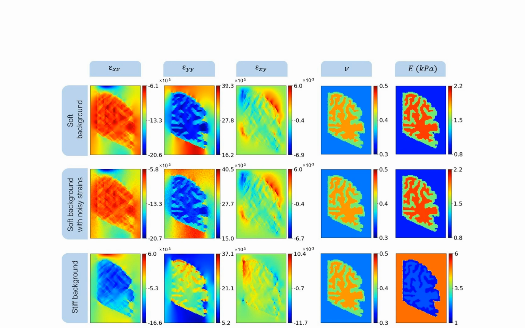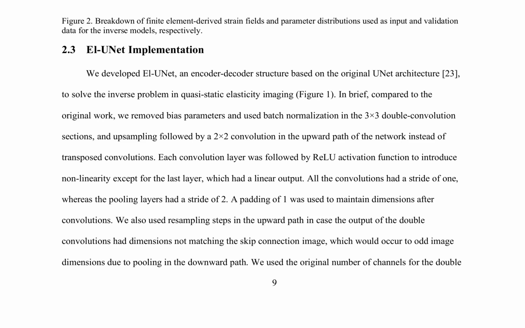through finite-element analysis. Figure 2 illustrates the breakdown of finite-element derived strain fields and parameter distributions used as input and validation data for the inverse models. These inputs are crucial for the El-UNet model to accurately predict the Lamé parameters and stress distributions.